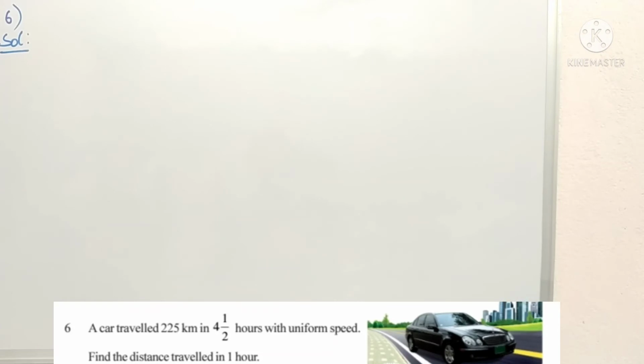So sixth problem: a car travelled 225 kilometers in 4.5 hours with uniform speed. Find the distance travelled in 1 hour. Okay. Uniform speed means there is no change in speed. That means there are no ups and downs. Okay. So the speed is equal. So here in 4.5 hours, what is the distance travelled? 225 kilometers. So we have to find out the distance travelled in 1 hour. So again more is given, we have to find out less. So we will do the division.